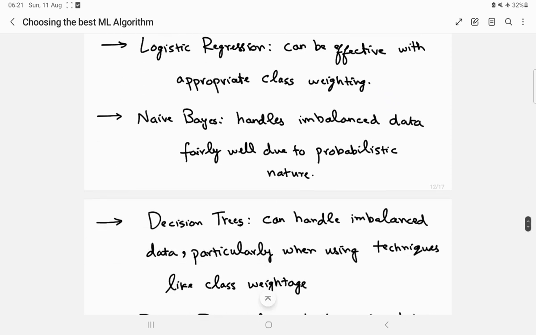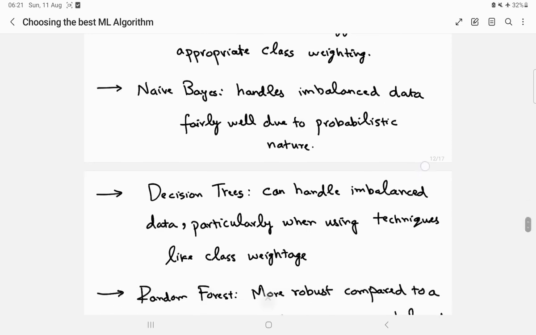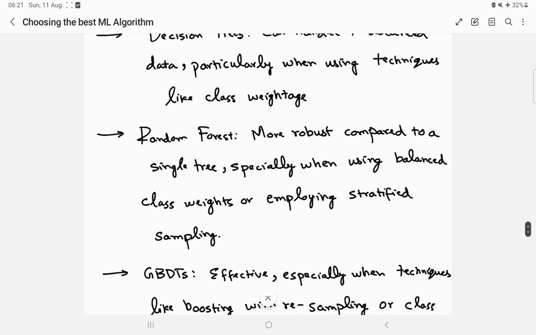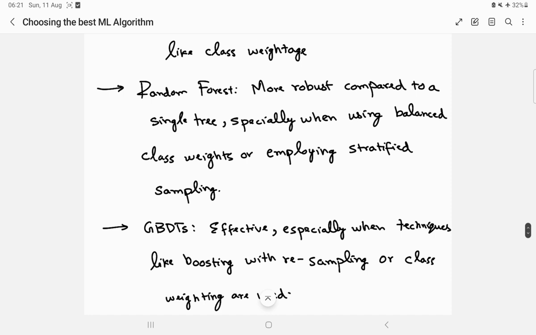When we talk about naive Bayes, naive Bayes can handle imbalanced data fairly well due to the probabilistic nature of the algorithm. When it comes to decision trees, they can also handle imbalanced data, particularly when we are using techniques like class weighting, and that's what we saw for most of the other algorithms as well. For random forest, it's more robust compared to a single decision tree, especially when using balanced class weights or we are employing some sort of stratified sampling.